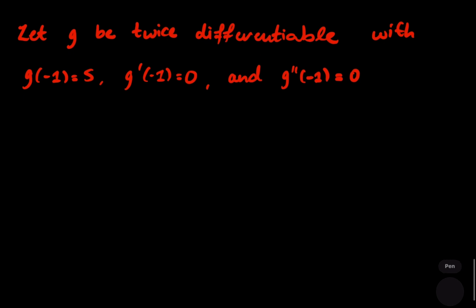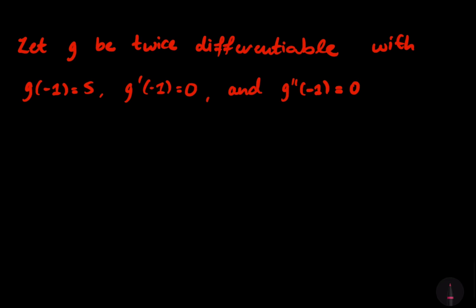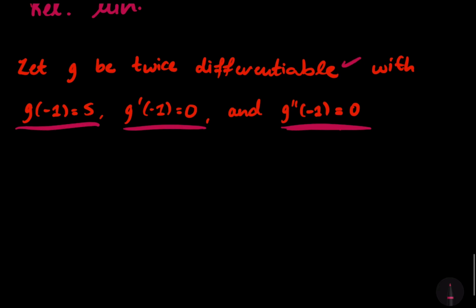And then over here we have another example. Let g be a twice differentiable function with g of negative 1 equals 5, g prime of negative 1 equals 0, and g double prime of negative 1 is also equal to 0. So we are twice differentiable, so we can check off that condition. And we have a critical point at negative 1, since g prime of negative 1 is equal to 0. And we have the point (negative 1, 5). That's the point that we're testing out.